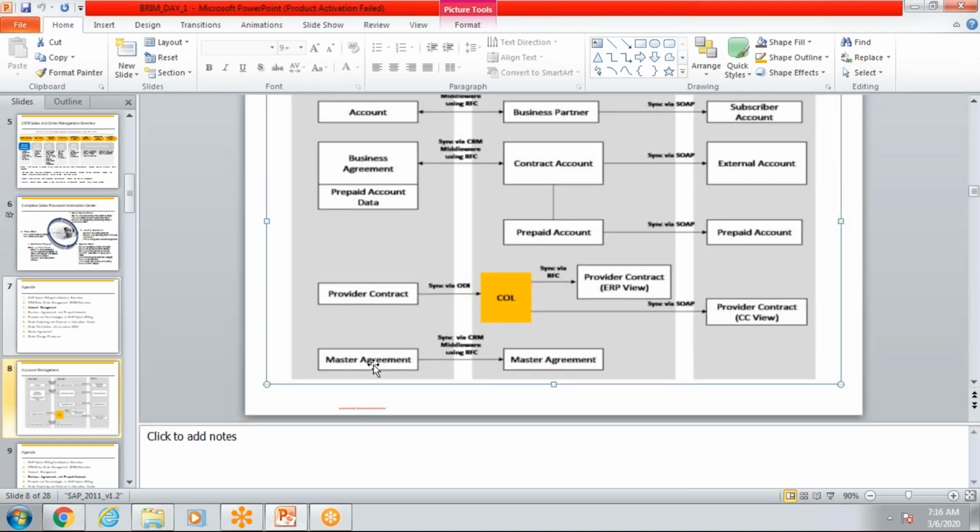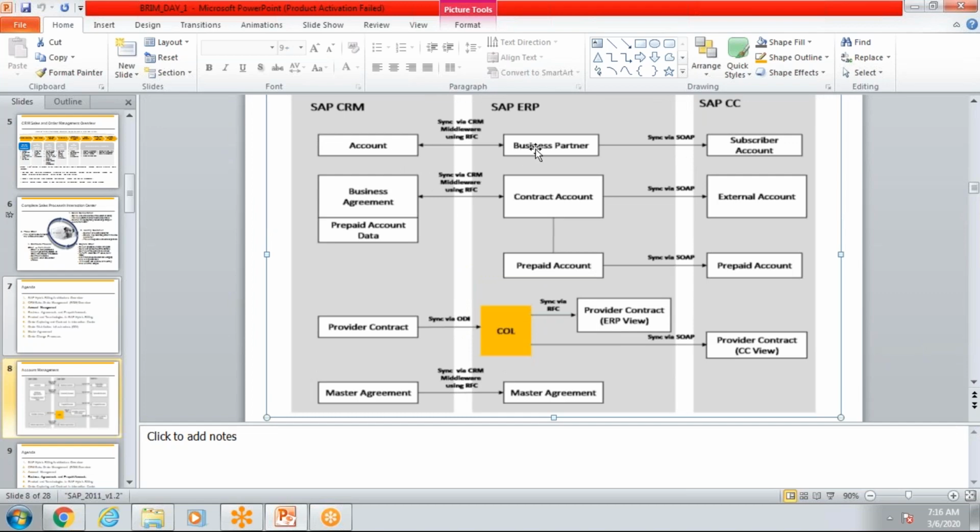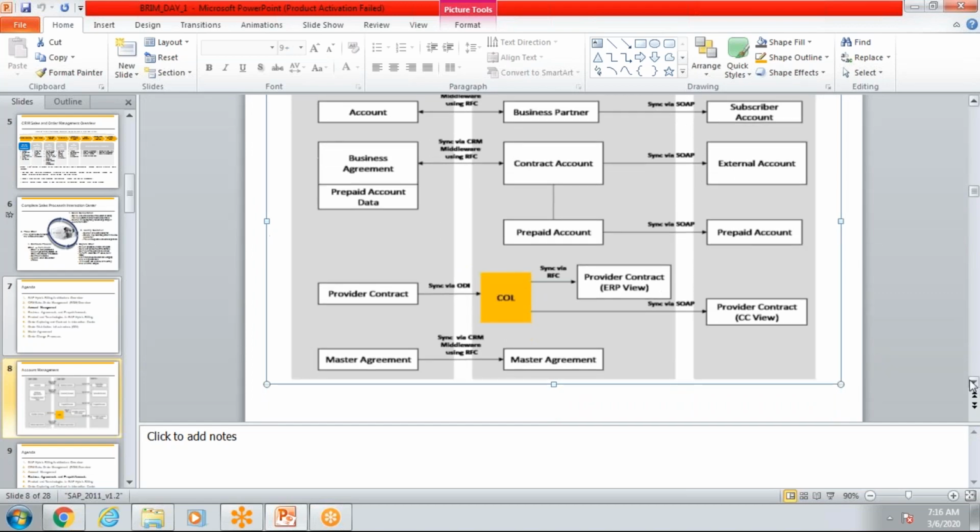And we have the concept called master agreement. It will be between CRM and ECC systems. Master agreement means agreeing upon certain terms and conditions. Like if it is B2B customers, do you know what is B2B and B2C? No, I do not know.